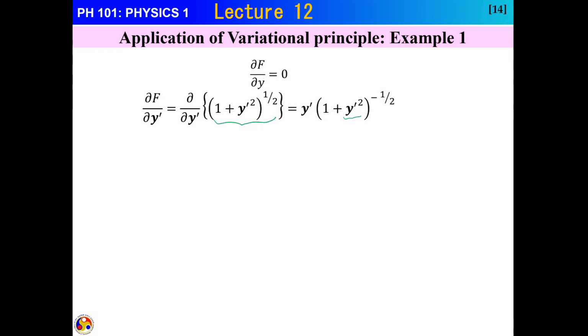And now the d by dx of this function, the partial derivative of f with respect to y prime, is said to be 0 because this is 0.